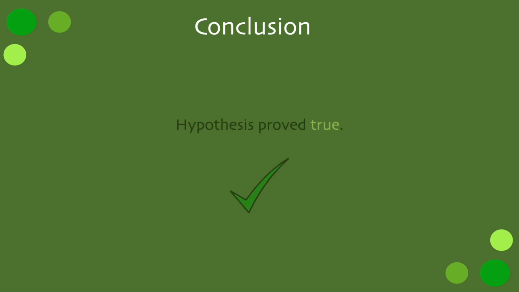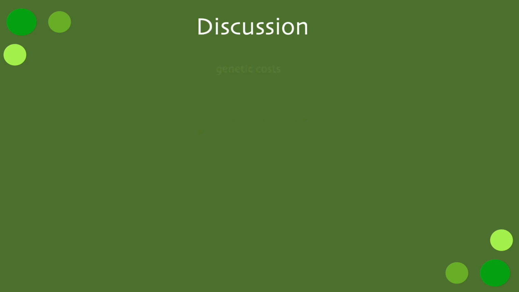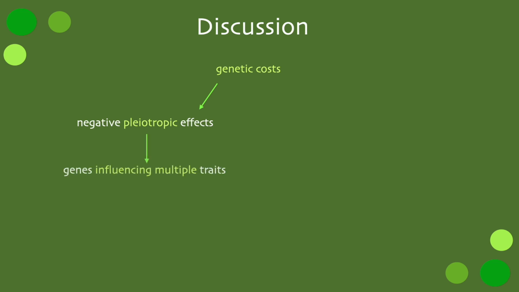In conclusion, our hypothesis proved to be true. Plasticity costs undermine plasticity benefits. This was concluded to be related to genetic costs, which could result from negative pleiotropic effects, in which certain genes influence multiple traits, and negative epistatic interactions, meaning negative interaction among genes.